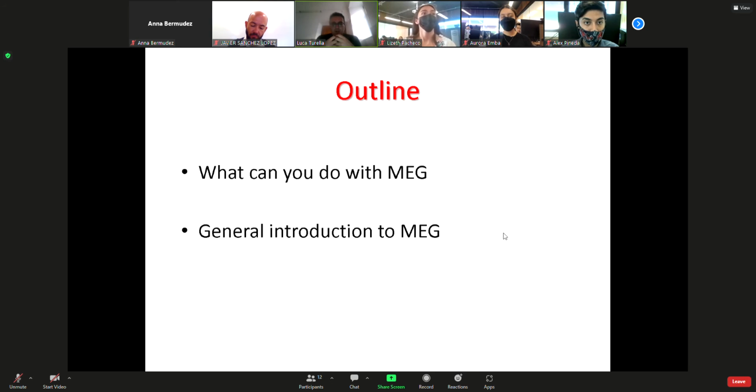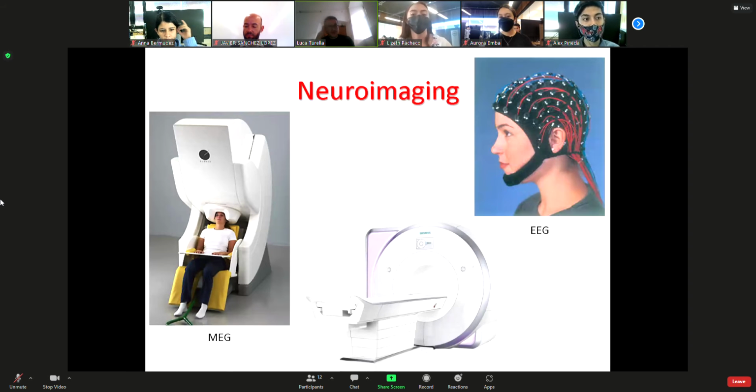Always, whether you use the MEG in the clinical setting or in research, you have to understand what you want to answer by using this technique. And I will try to go through it quickly today and more in depth in the next lectures. Okay, so as I said, I have experience with all these neuroimaging techniques.